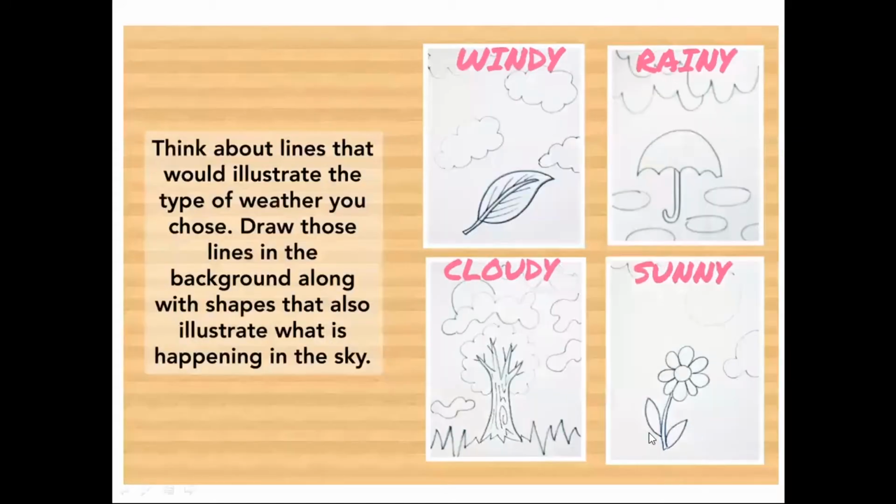The next step is to start filling in your background. Using those lines you brainstormed earlier, what types of shapes or what type of lines could you put in the background for weather? Bumpy lines for clouds, circle for the sun, zigzag for grass, ovals for puddles.